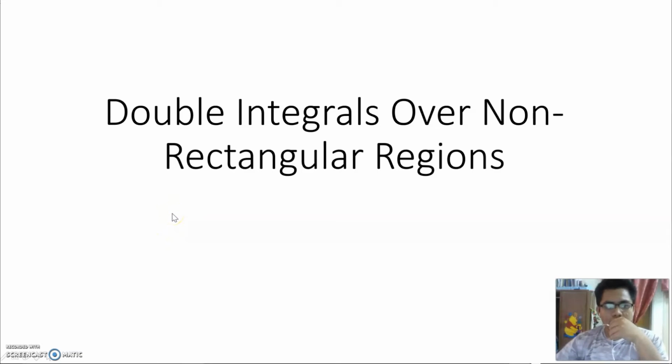Assalamualaikum warahmatullahi wabarakatuh. My name is Muhammad Deka bin Muhammad Nizam, and I am an IT manager for this group. I will proceed with the next part, which is double integral of a non-rectangular region.